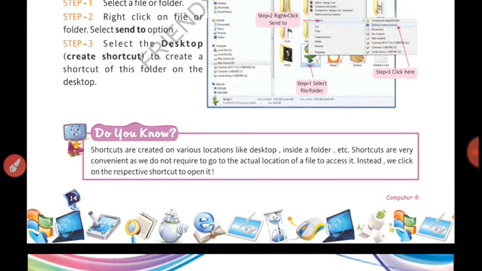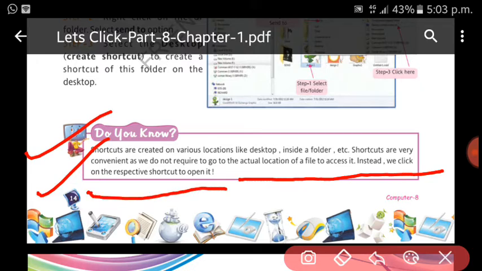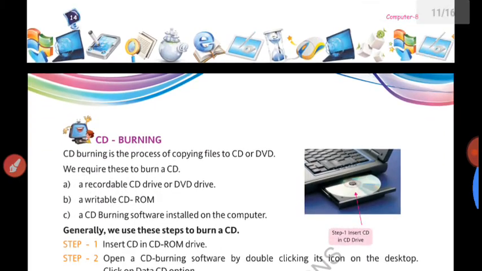Or do you know? Let us see what this is. Shortcuts are created in various locations like the desktop, inside a folder, etc. Shortcuts are very convenient, as we do not need to go to the actual location of a file to access it. Instead, we click on the respective shortcut to open it, right? So easily we can open that. No need to go to the exact location.